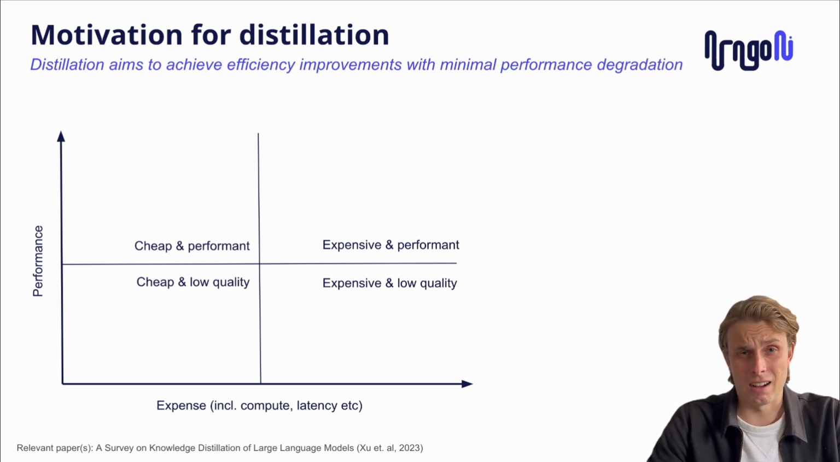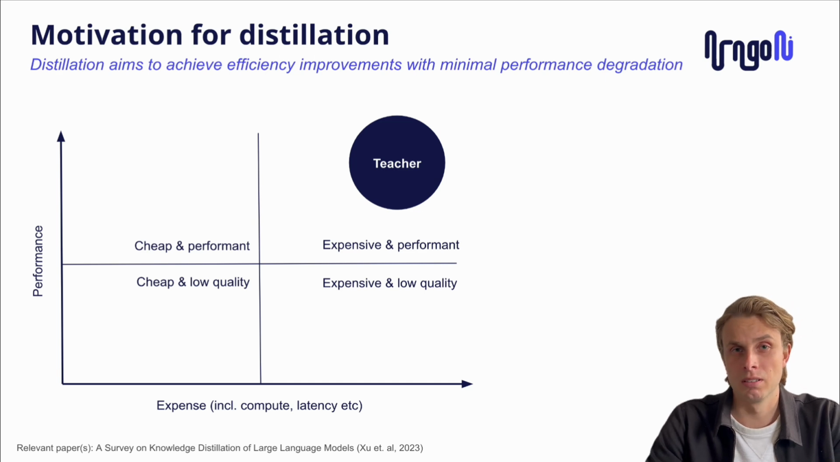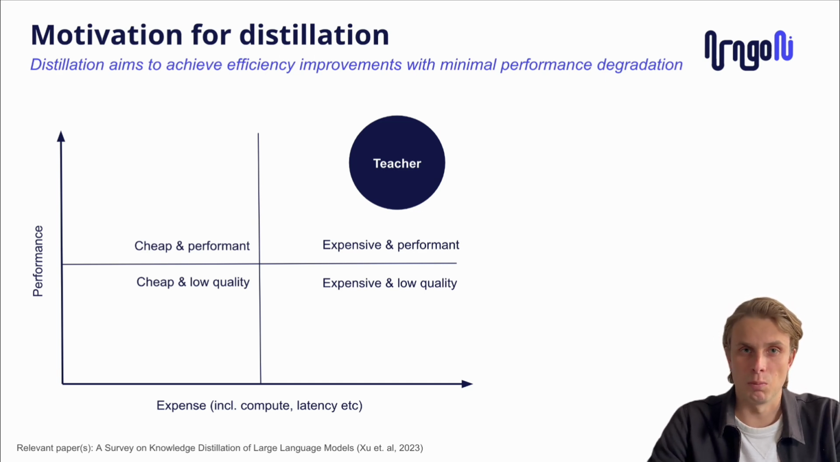So if we think of our large language models, so this is like 400 billion plus parameters, so things like GPT-4, the latest Llama release, etc. We'll categorize this in this top right quadrant here. They're extremely performant, but they're also very expensive. And we're going to classify this type of model as a teacher model in the context of knowledge distillation.